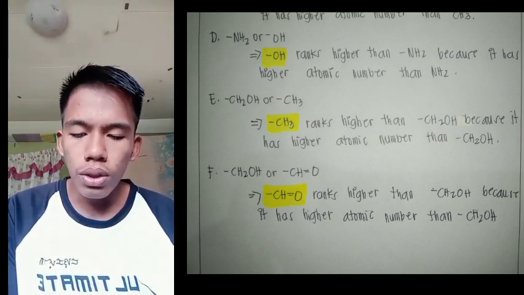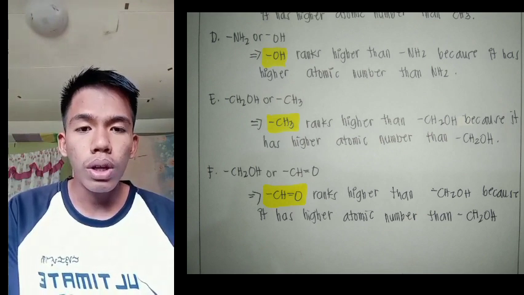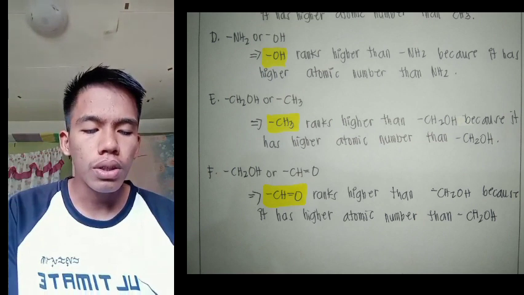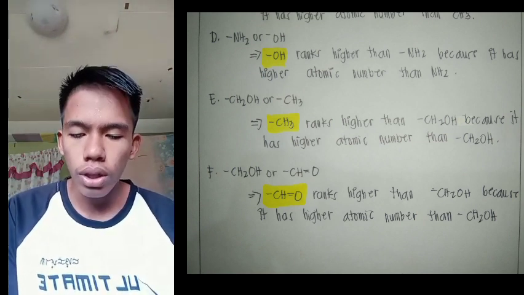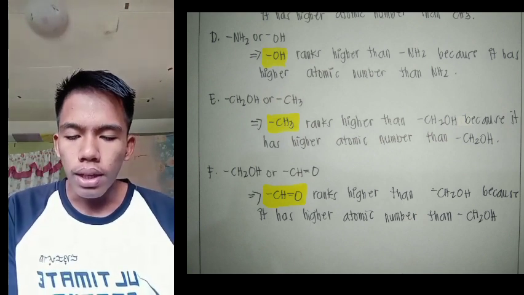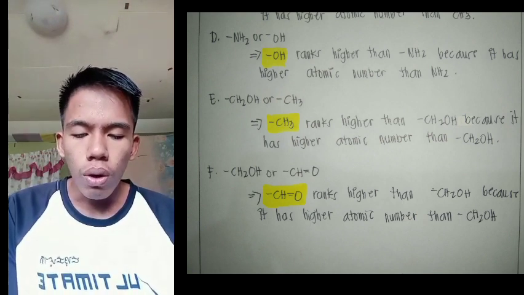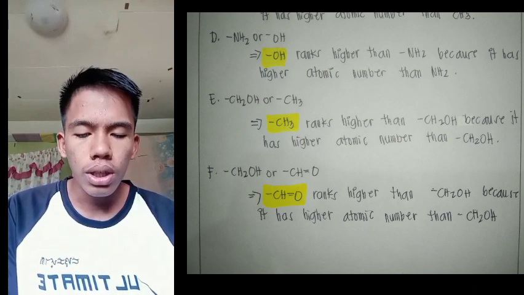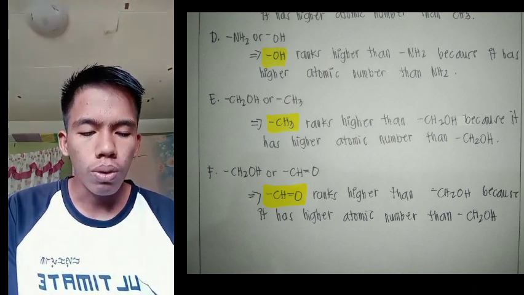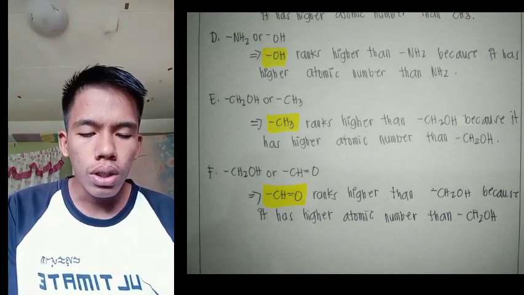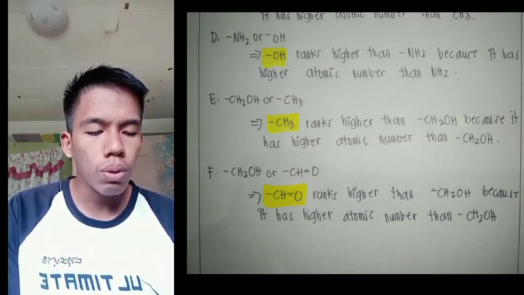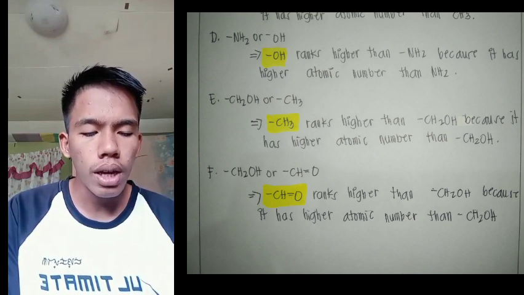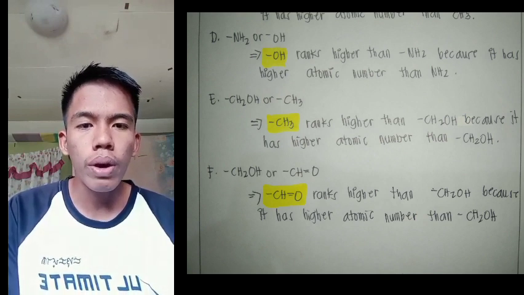E is CH2OH or negative CHR. Methyl ranks higher than CH2 because it has the higher atomic number than CH2OH. Then lastly is F, negative CH2OH or CH triple bond O. CH triple bond O ranks higher than CH2OH because it has the higher atomic number than CH2OH.